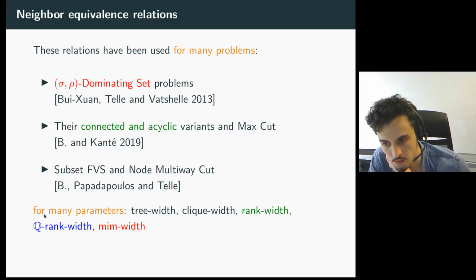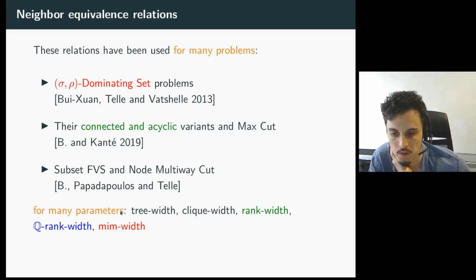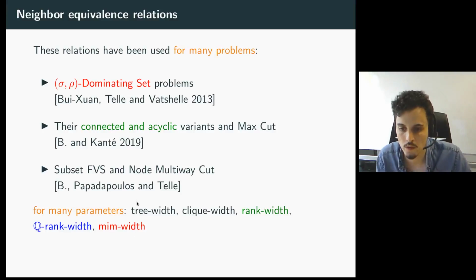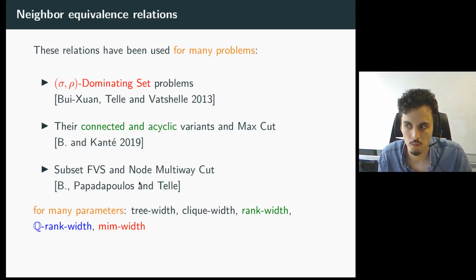And this is nice for many parameters. We can construct with this equivalence relation many algorithms for many parameters: treewidth, clique-width, rank-width, Q-rank-width, a variant of rank-width, and Mim-width. And just a word: our algorithm is the first one to use indices where the number of representatives is not constant, and this is quite interesting.